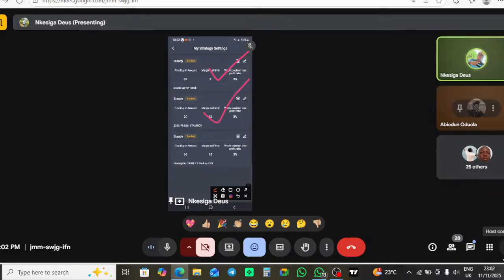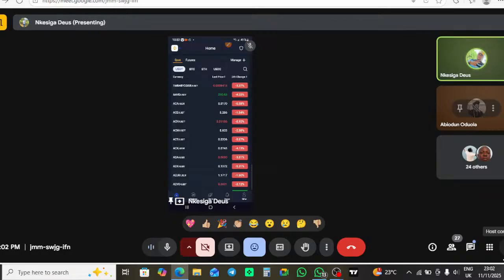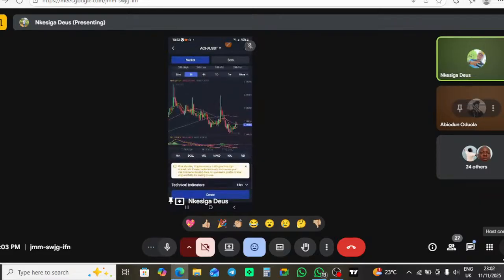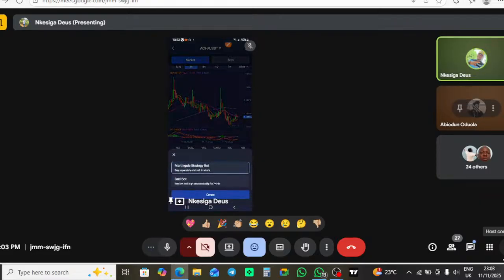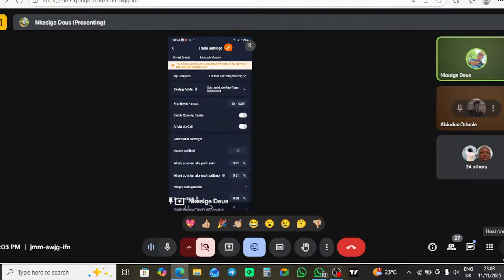Before you do anything, first read which strategy you are going to use. Now from there, you will need to pick a coin from the group, and maybe you click on it like this. I understand. This is how you put a strategy. Then you create, and you click create again. Click I understand. Come here on trade settings. Then come here on manual create. Then click choose a strategy.